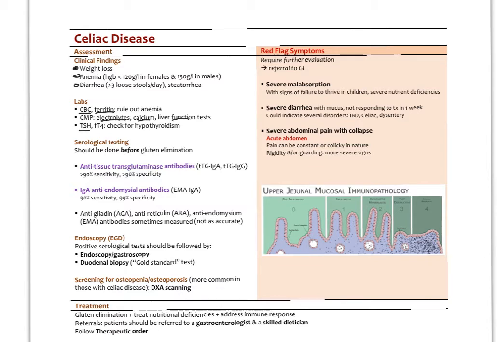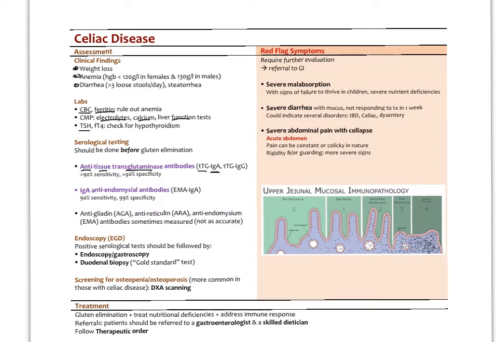Check for hypothyroidism. But then the specific for celiac would be serological testing of antibodies. And they need to be done before gluten is eliminated. In fact, you have to be on gluten for at least 6 weeks for these tests to be accurate if you have celiac. So the biggest one is called anti-tissue transglutaminase antibodies. So that TTG, the immune system makes antibodies against it, and those can be measured, and they are IgA antibodies. This is the anti-TTG IgA.